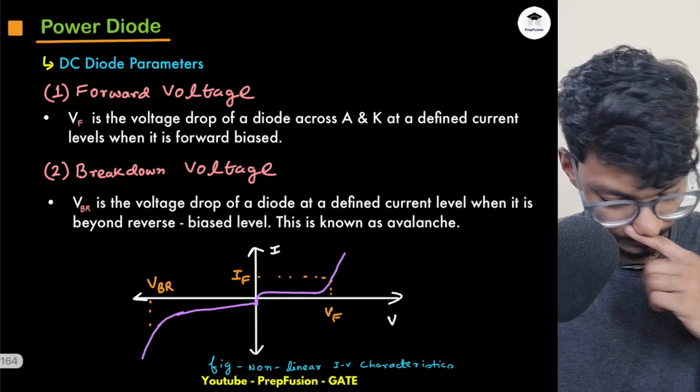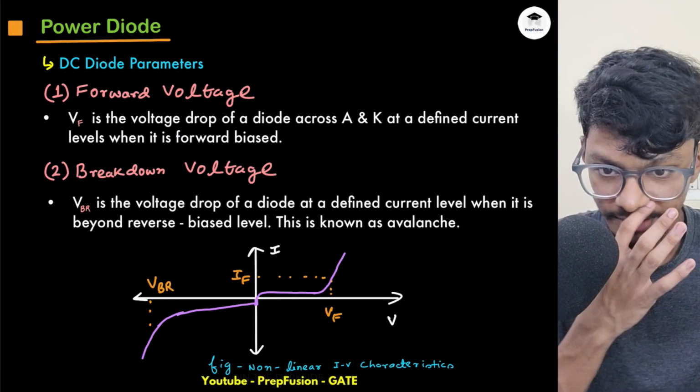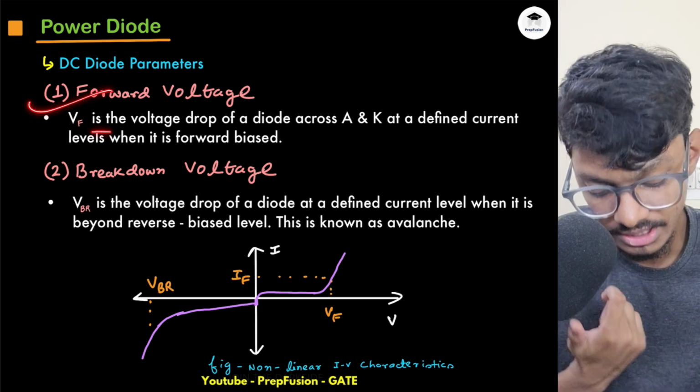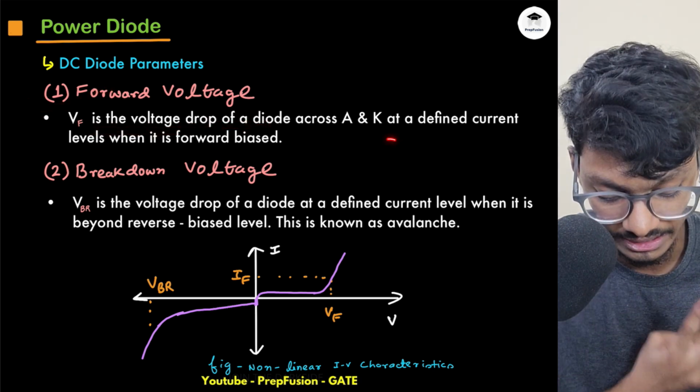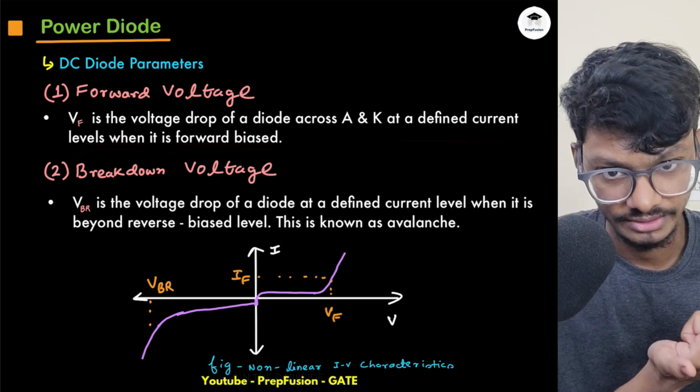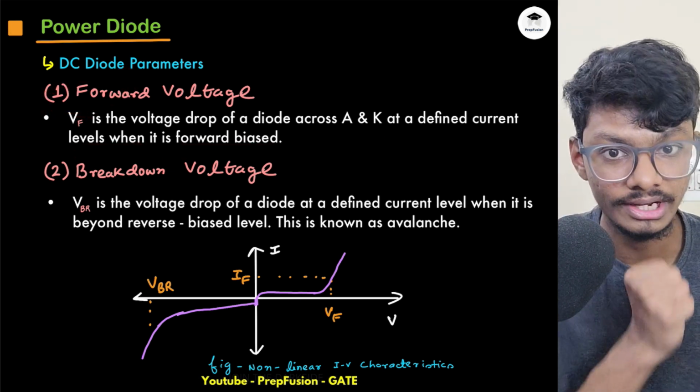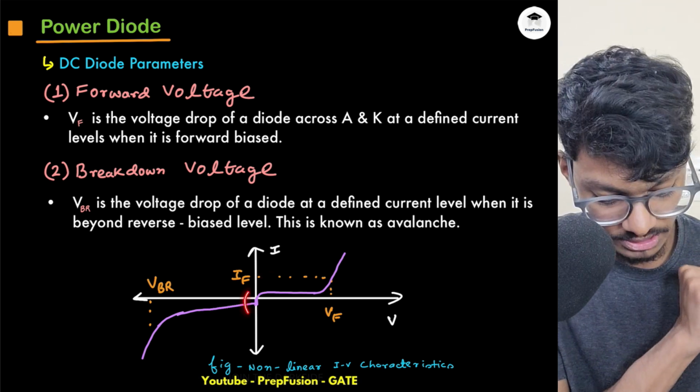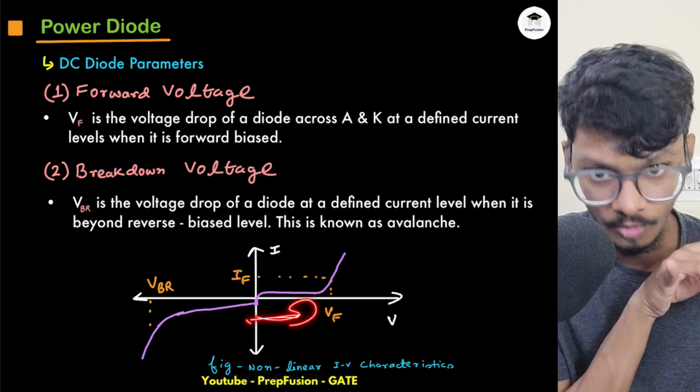Okay. So let's study a few DC diode parameters. This you already know. Basically the forward voltage. It is the voltage drop across a diode, anode to cathode, at a defined current level when it is forward biased. So you have to apply this voltage, then only the diode can turn on, then only current can flow. Else no current will flow. So this is some drop that happens across the diode.